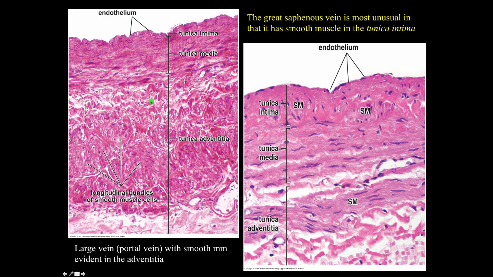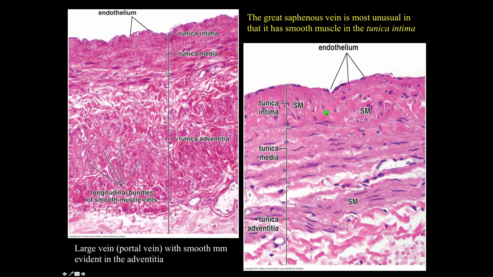The image on the left is a histological view of the portal vein. You can see smooth muscle bundles that are evident in the tunica adventitia of this large vein. Here's the tunica media, like this, with the smooth muscle arranged in a circular manner around the lumen, and the tunica intima with the endothelial cells. Here's an unusual vein. The great saphenous vein is very unusual in that it has smooth muscle bundles in the tunica intima.